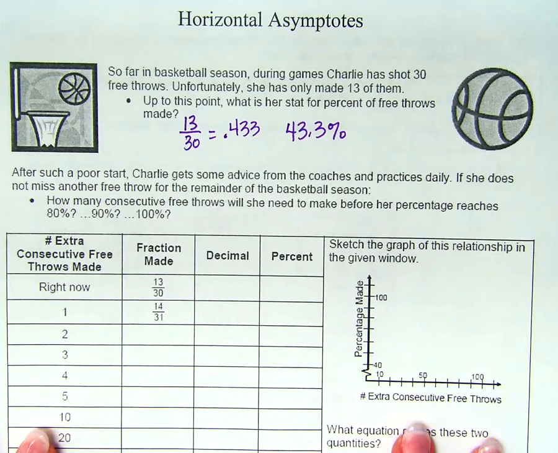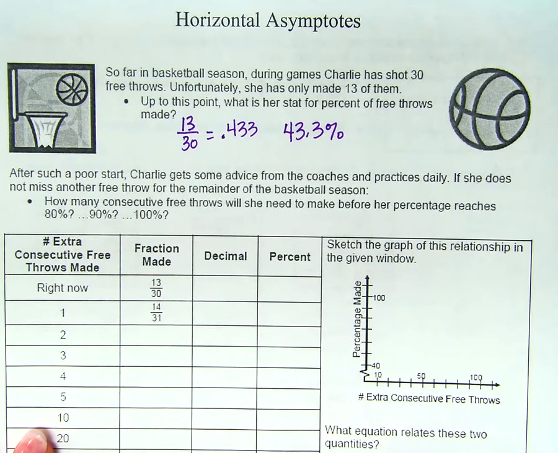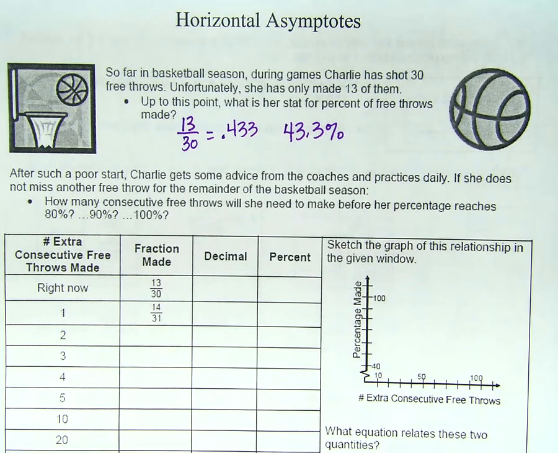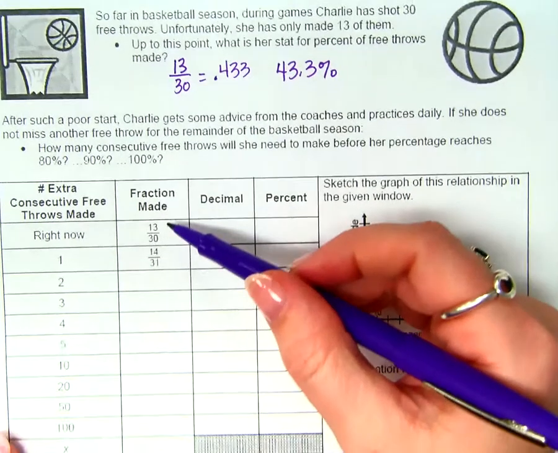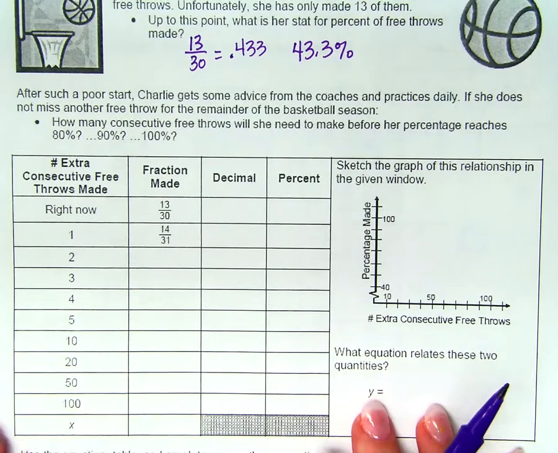After such a poor start, Charlie gets some advice from the coaches and practices daily. If she does not miss another free throw for the remainder of the basketball season, how many consecutive free throws will she need to make before her percentage reaches 80%, or 90%, or 100%? So first of all, let's go through this worksheet right here.